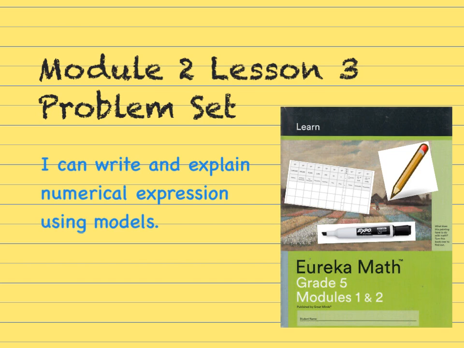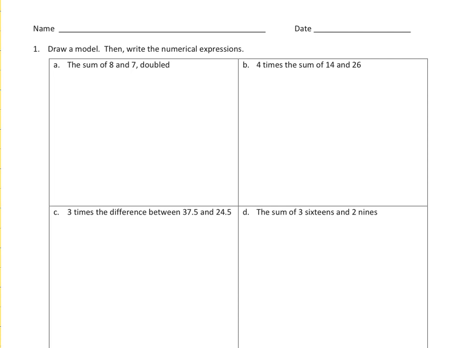And let's get started. So for number one, we're going to be asked to draw a model or draw a picture and then write a numerical expression. That means just the problem. We're not going to be solving anything at all. We're going to draw a model and we're going to just write the problem out. So 1a says the sum of 8 and 7 doubled. Well, the sum means add, so we're going to be taking 8 plus 7 and then we're going to double that. So let's draw a model for that.